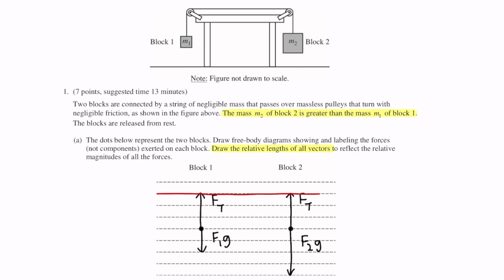So now notice the relative lengths of all of these. The tension forces are the same length, and that is greater than the length of the force of gravity on block 1, and all of those are less than the force of gravity on block 2.